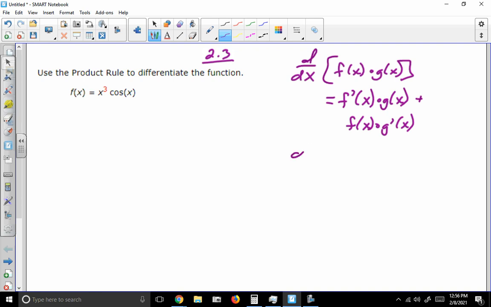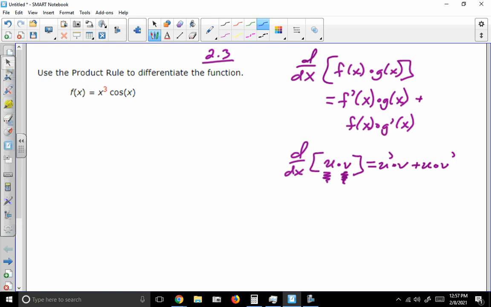So sometimes this rule is shortened, and instead of using function notation, we say, let's suppose we have u and v, where both of those are variables, or functions of x. We take the derivative of the first part times the second, plus the first times the derivative of the second. So if this is one function, take the derivative of it times the other one, and then take the derivative of the other function times the first.